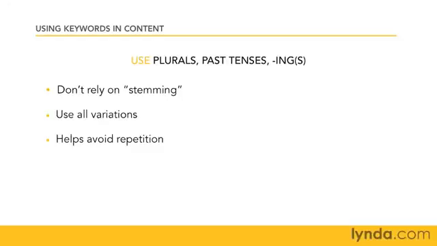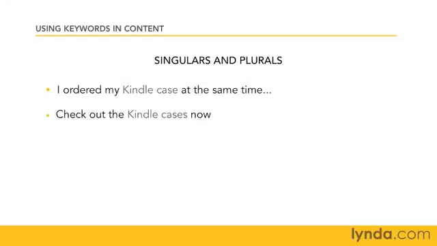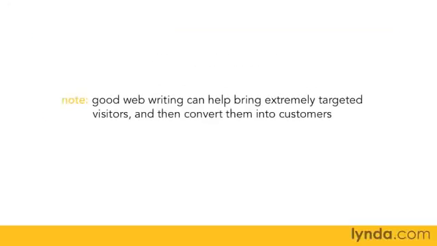I'm often asked how people can use both plurals and singulars of a phrase on the same page. I'm not quite sure why people think it will be difficult, as we do it all the time when we're speaking or writing. So here's just a quick example of 2 different sentences from a page that use singular and plural versions. You could say on the page, I ordered my Kindle case, the singular, at the same time. And then somewhere else on the page it might say, check out the Kindle cases now. It's pretty simple to use both forms within the same page. So the content really matters. Good web writing can bring extremely targeted visitors from the search engines and then convert them into customers by what you say on the page.